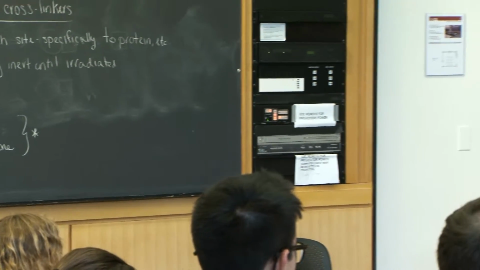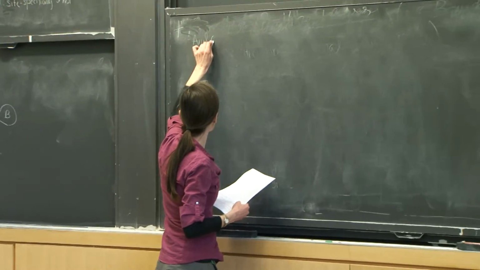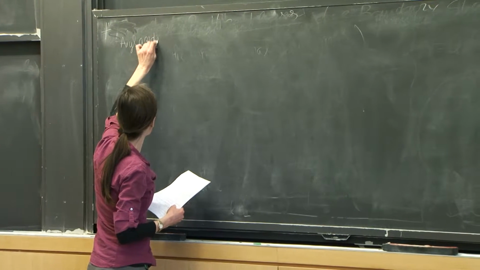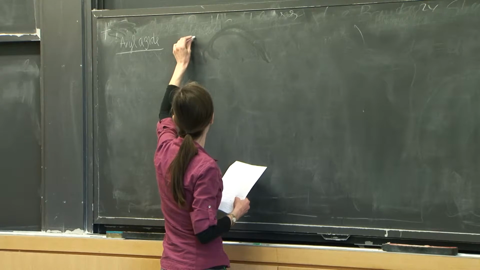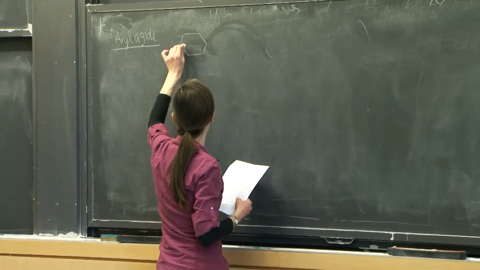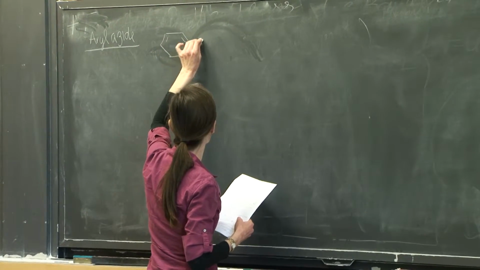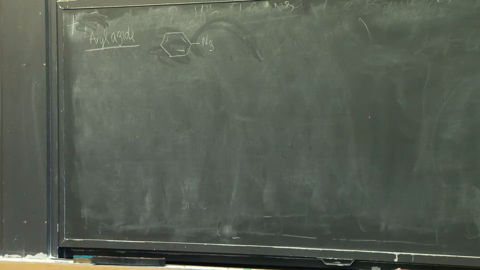Okay, so let's consider an aryl azide. What happens when aryl azides or azides are irradiated with UV light? Evolve nitrogen gas. Mm-hmm. Get a nitrene. Yeah, so if we just think about nitrenes for a minute, what types of chemistry did nitrenes do?